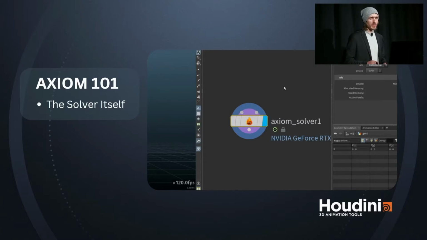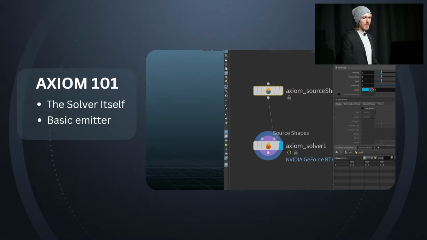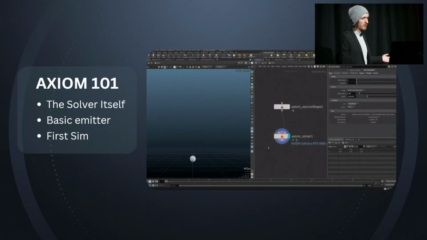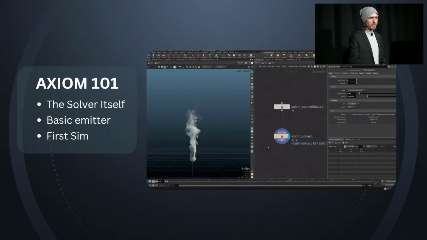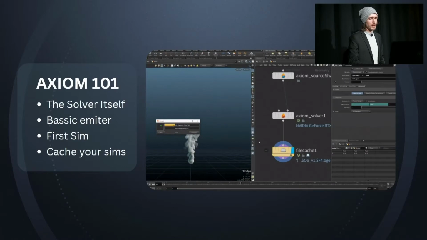This is the solver itself. It lives inside of Houdini. So if you have any pre-existing workflows or setups or anything like that, Axiom is just going to work perfectly with everything you are used to using. So this is how Axiom looks like in Houdini. It's just a hamburger on fire. And then you connect it with our simple basic emitter, and you get your first simulation. So this is running in the viewport in real time, but if you really want to get the true speed of Axiom, I always recommend that you cache your simulations, and it will really speed up all the simulation. You're going to get the full power of Axiom.